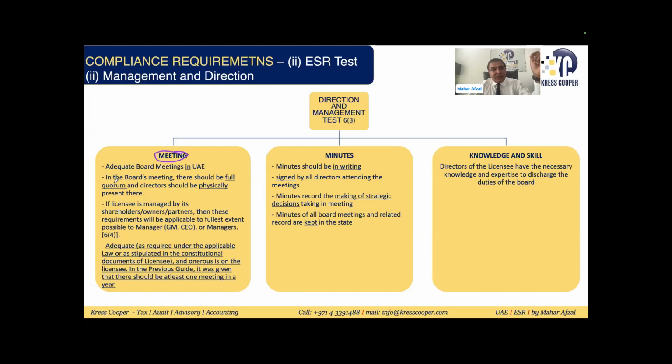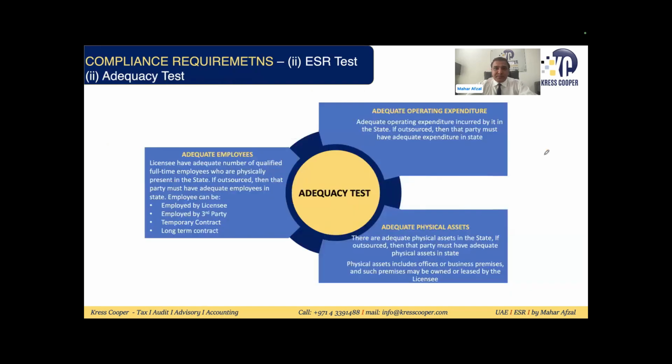They are asking for the board meeting to be physically present here. This is all the requirement for the meeting. Minutes should be maintained. All strategy or decisions should be documented. The directors must be capable of discharging their responsibilities. If all these conditions are being satisfied, then it will be assumed that the licensee has satisfied the direction and management test. Keep in mind, this direction and management test is not applicable for the holding company business.